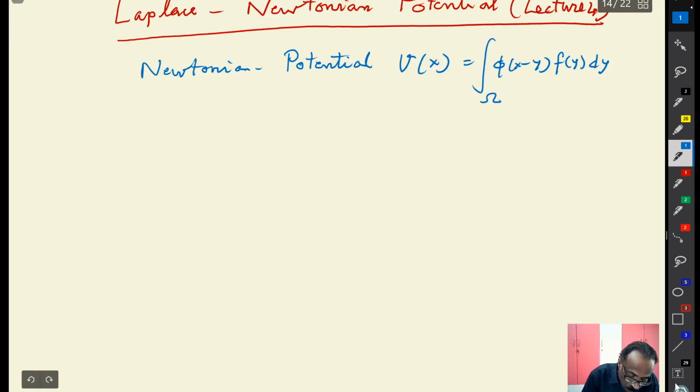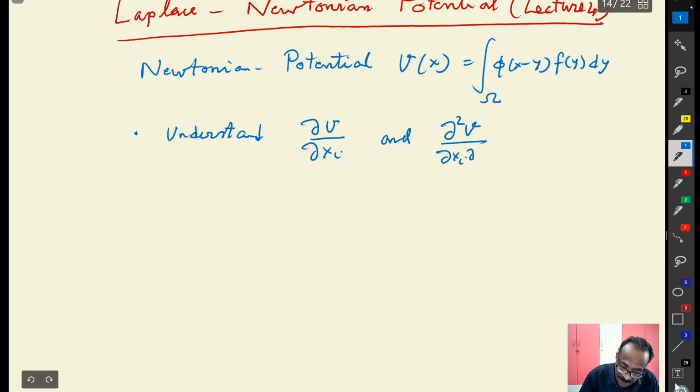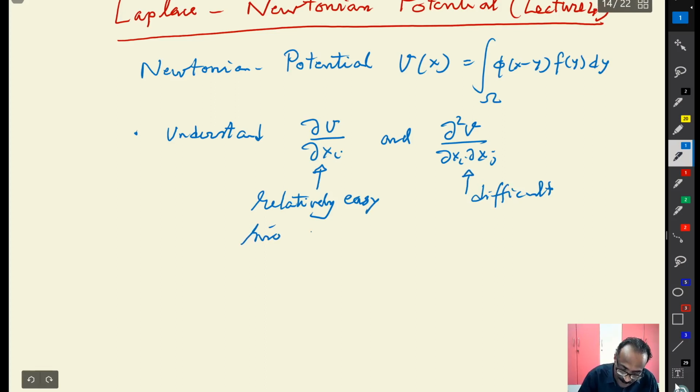So we want to understand dv/dxi and d squared v/dxi squared. The first is relatively easy, because d phi/dxi is locally integrable. The second is more difficult.